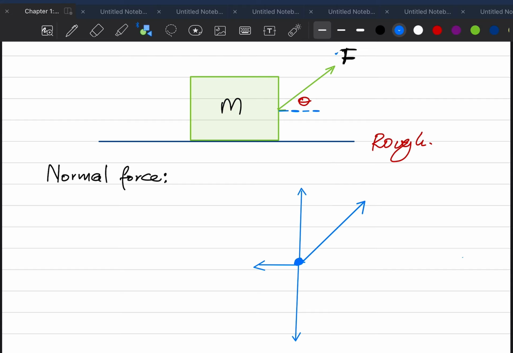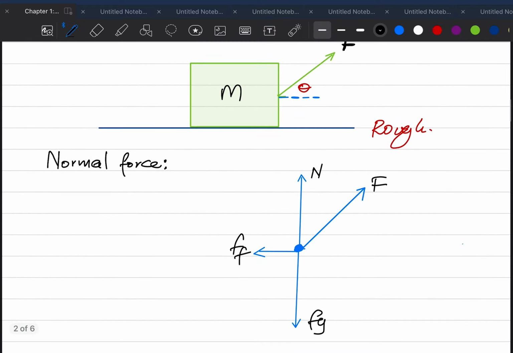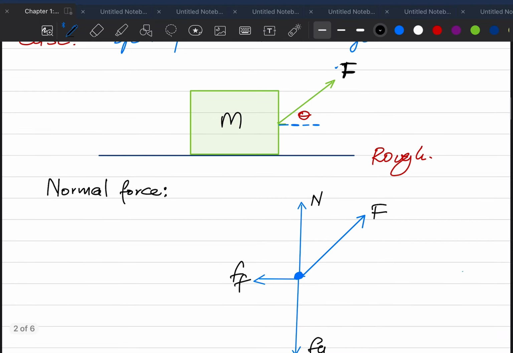My force is at an angle. Now I want to check: is the normal force equal to Fg? This is my force applied. This is my frictional force, since we have a rough horizontal surface. We cannot say the normal force is equal to the weight in this case, because this force is pulled at an angle. That means there exist components which go hand in hand with this force applied.